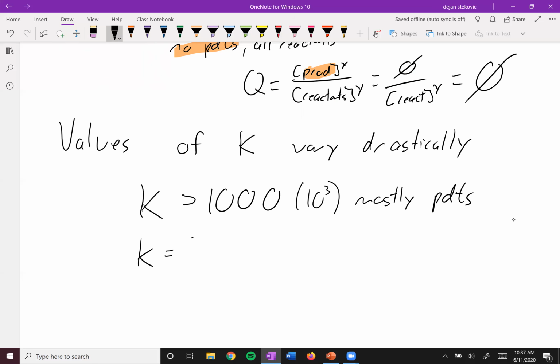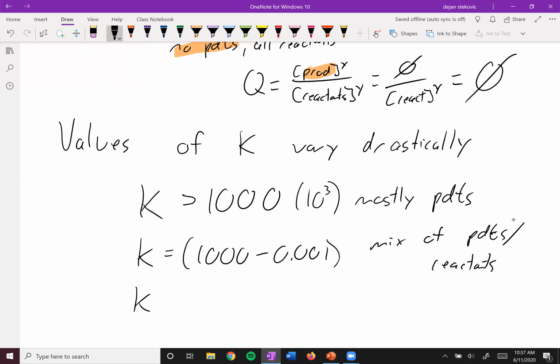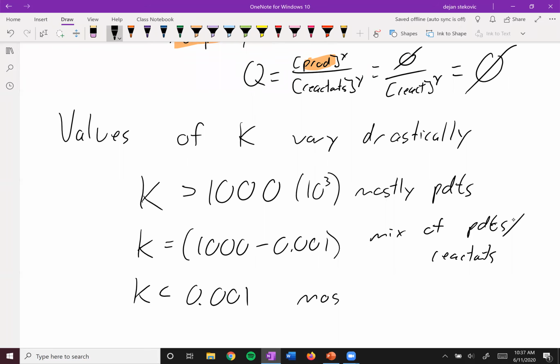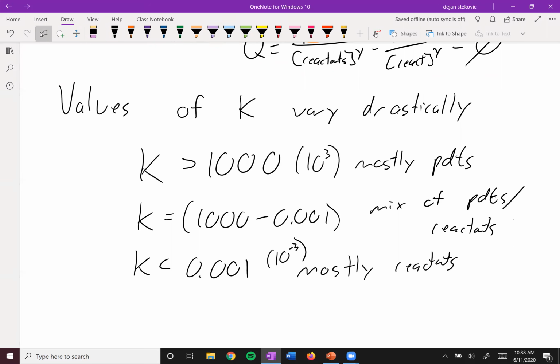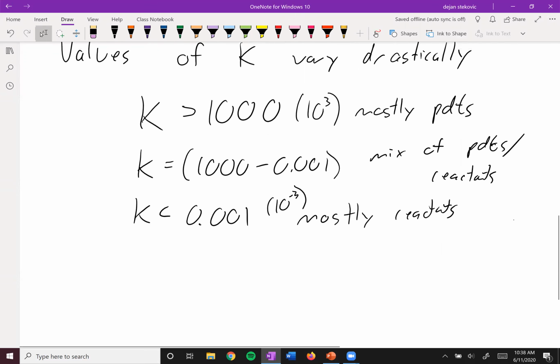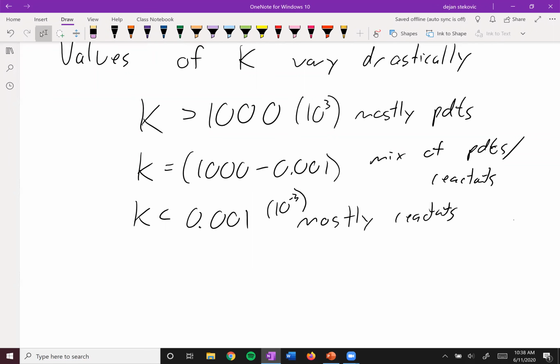When K is somewhere between 1,000 and 1/1000th, we say that it's a mixture of products and reactants. And when K is very small, so less than 1/1000th, that means that we have mostly reactants. Remember, 1/1000th can be written as 10 to the negative third, right? So K can be big numbers, it can be little numbers, but remember, it's just the ratio of products over reactants. Big K means your reaction is going to give you mostly products. Little K means that your reaction is mostly going to stay at your reactants.